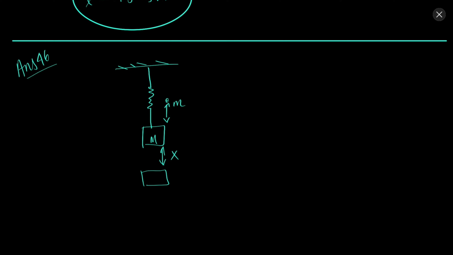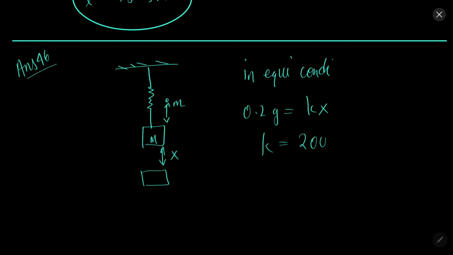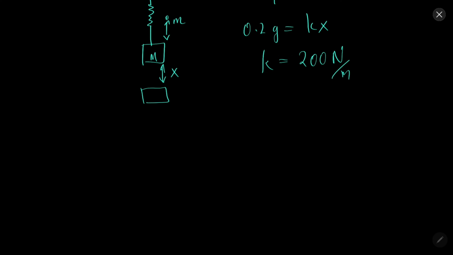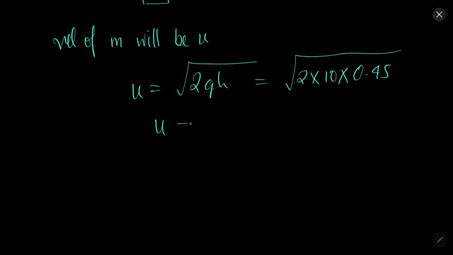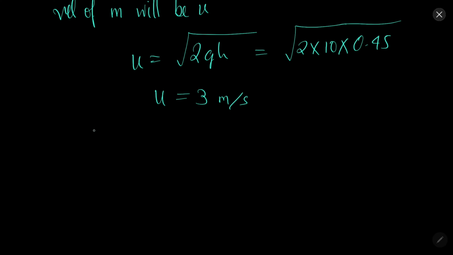So we have been given a lot of things. In equilibrium condition, when it is not stretched, we will have 0.2 g equal to kx. So k will be equal to 200 Newton per meter. Now the velocity of particle m will be, let's say, u. So u equals root 2gh, root 2 into 10 into 0.45, which gives approximately 3 meters per second.